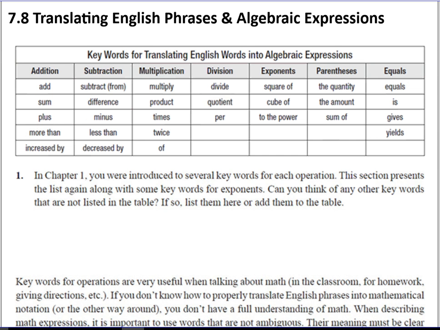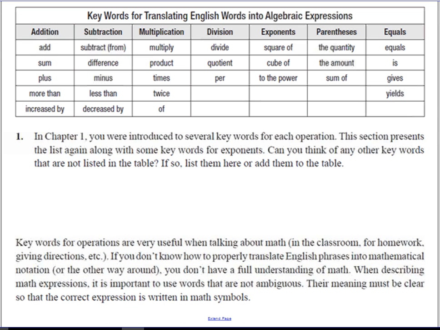We're skipping question 1 because we didn't do chapter 1 in this class, but keywords for operations are very useful when talking about math in the classroom for homework, giving directions, etc. If you don't know how to properly translate English phrases into mathematical notation or the other way around, you don't have a full understanding of math. When describing math expressions, it's important to use words that are not ambiguous. Their meaning must be clear so that the correct expression is written in math symbols.